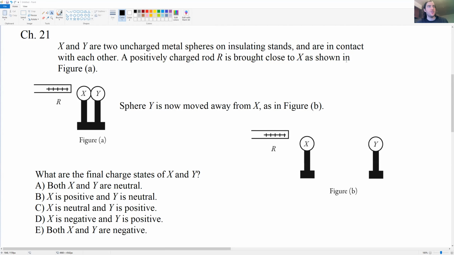Okay, so we begin in chapter 21, which was the first chapter that we started with at the beginning of the semester. This is the chapter on electric charge and electric fields. Here is the first question.